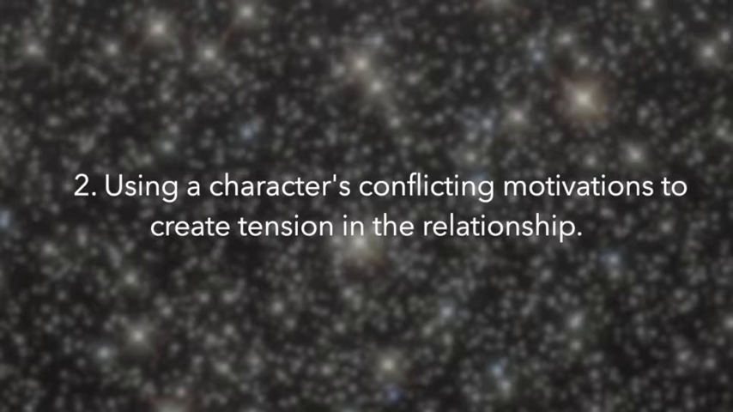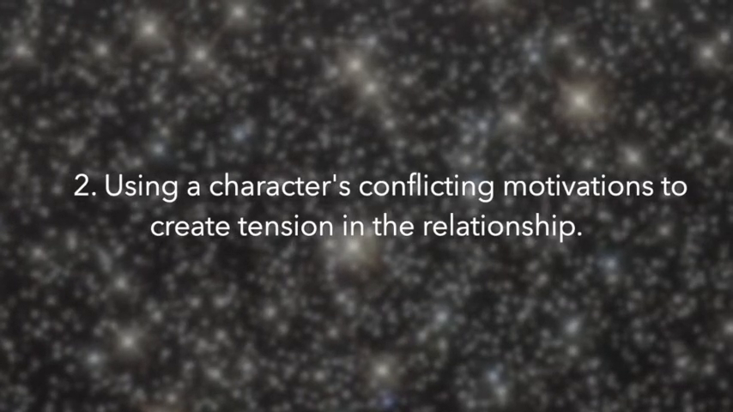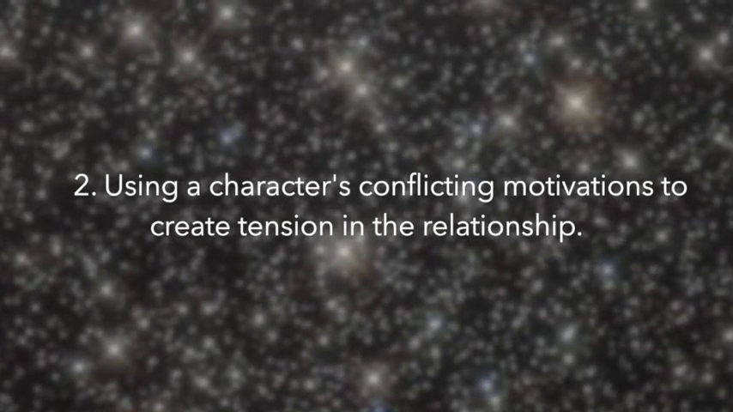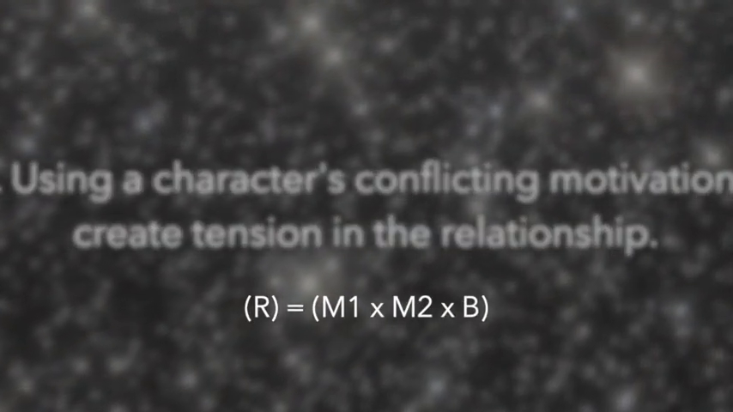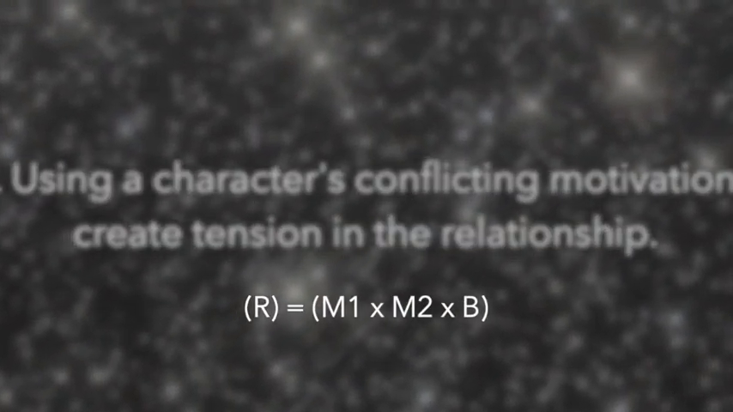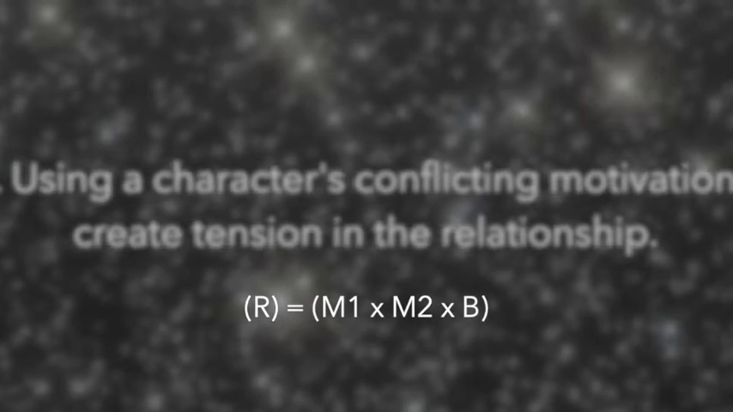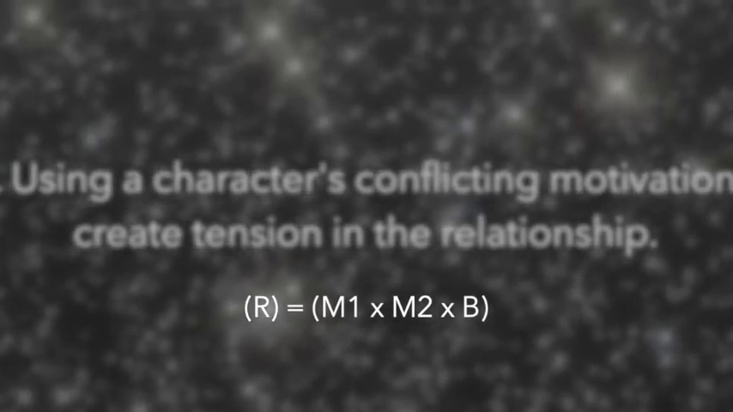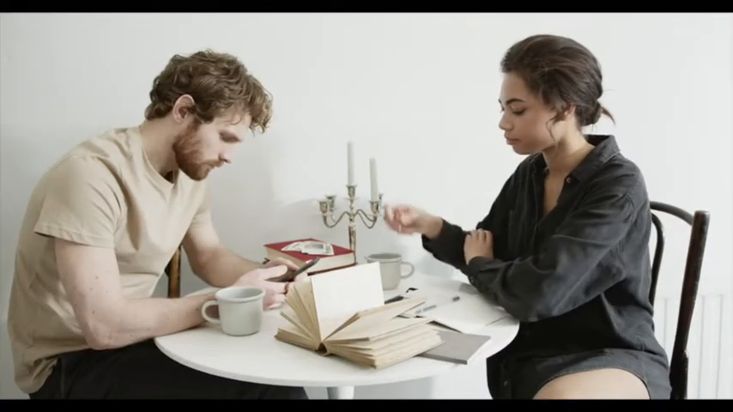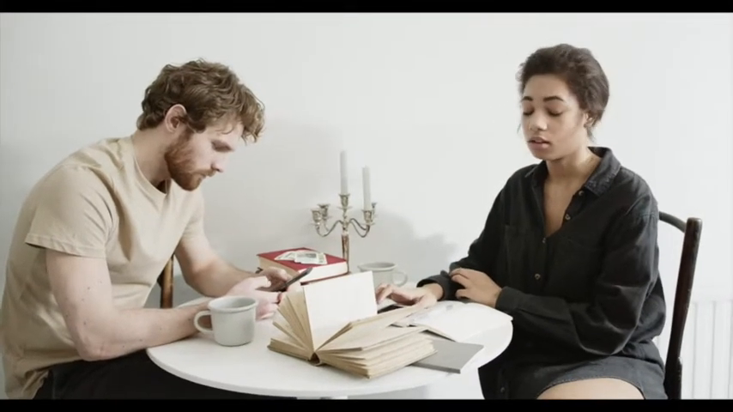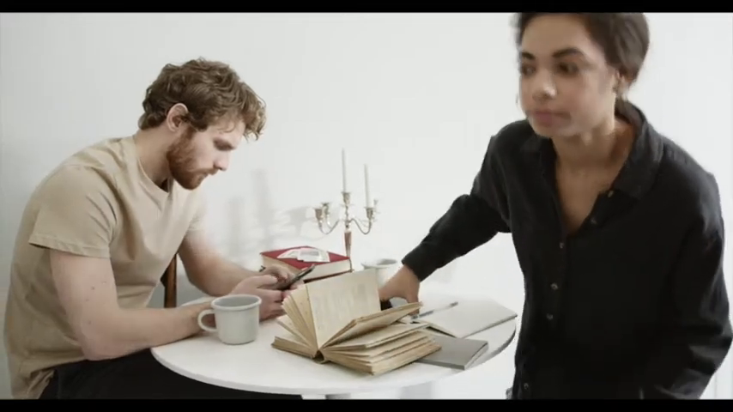Using a character's conflicting motivations to create tension in the relationship, in which case your relationship might look like this, as if it wasn't complex enough. R equals M1 times M2 times B. The important thing to remember here is that people are complicated and can be motivated by different things, and those motivations can, at times, conflict with each other.